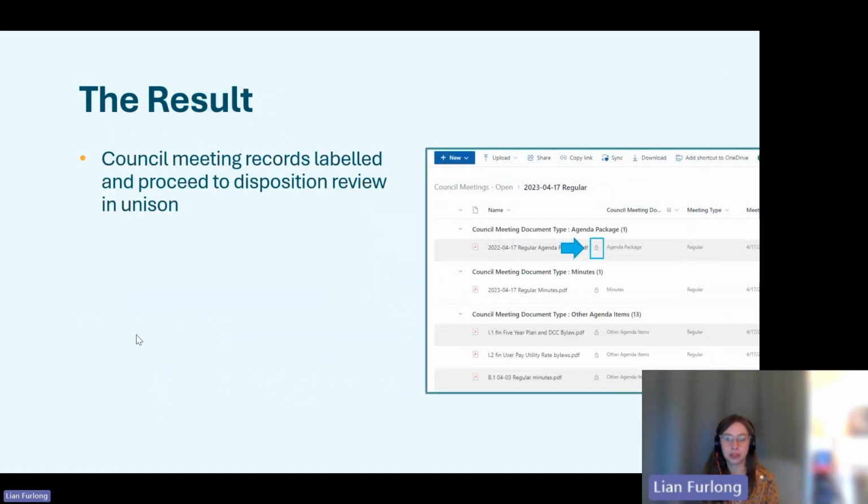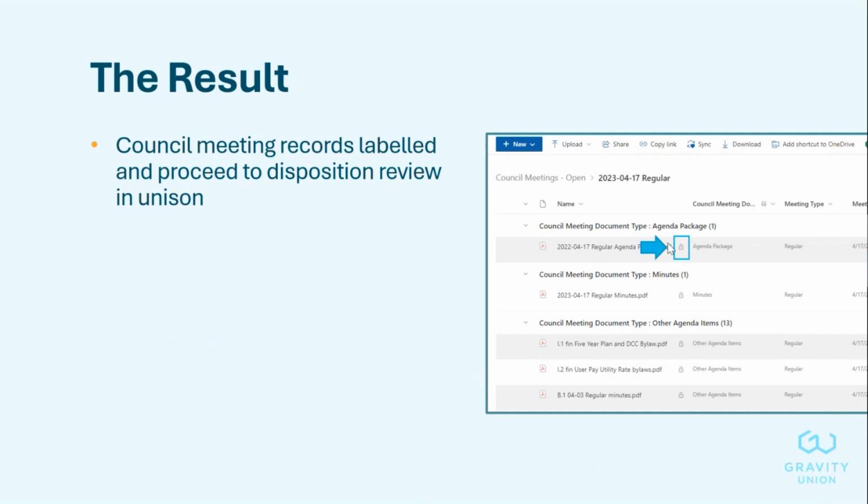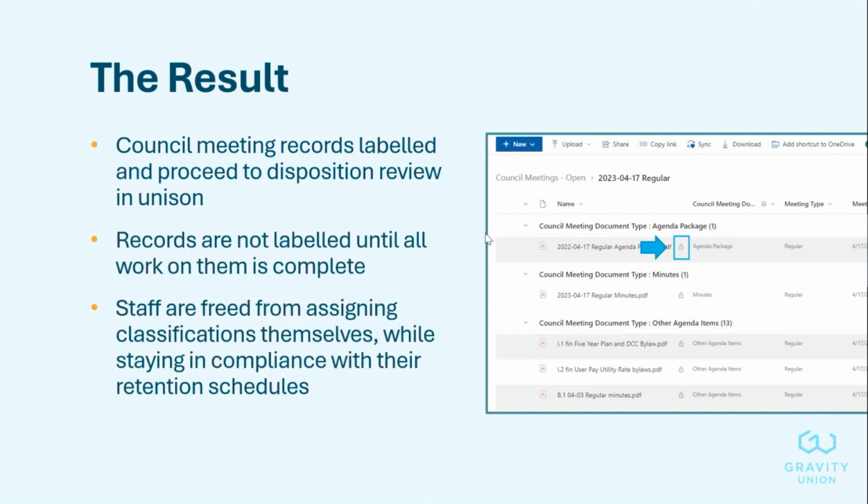The result we see is these meeting records get labeled and they're going to proceed to disposition review in unison. So that looks like the indicator that the label was applied for us. And in this case, this is still obviously in a live solution. What I would expect if I were to visit this environment today would be that the September and the October council meeting records have not been labeled yet, but the ones August and prior have.